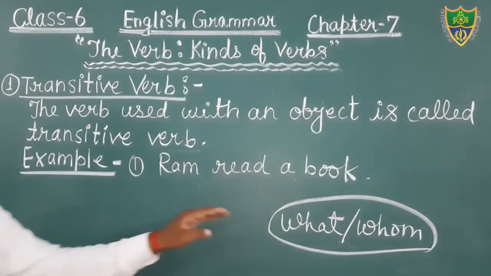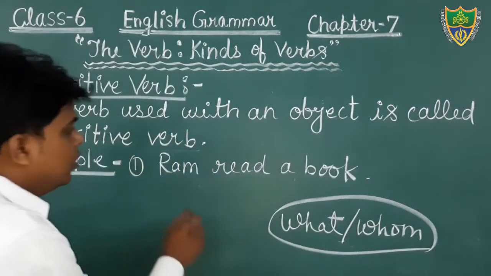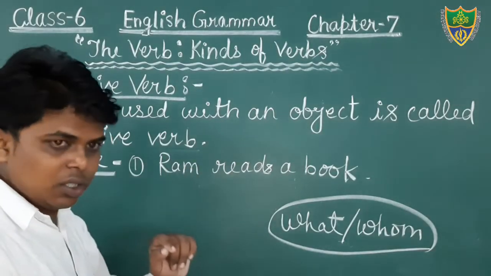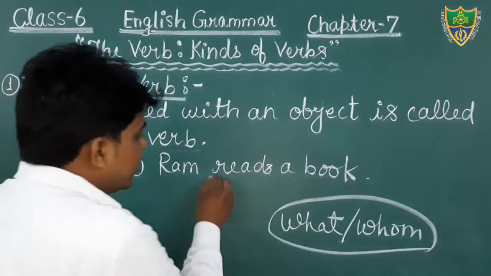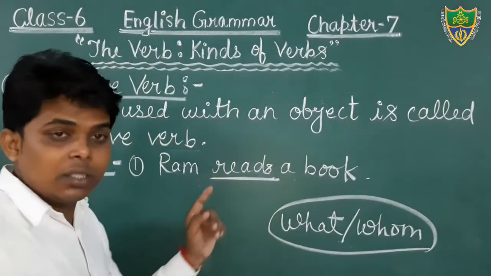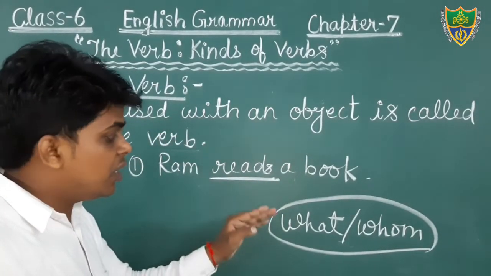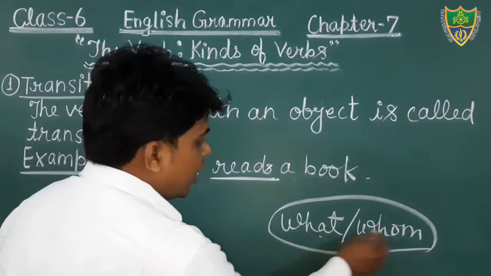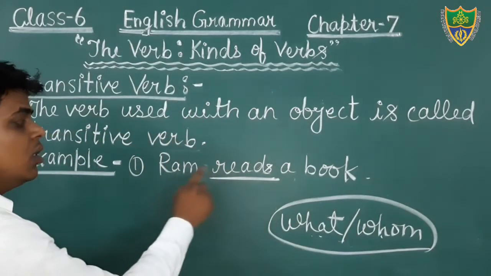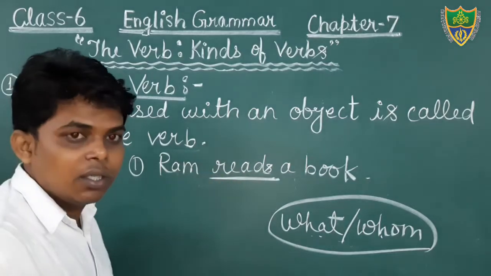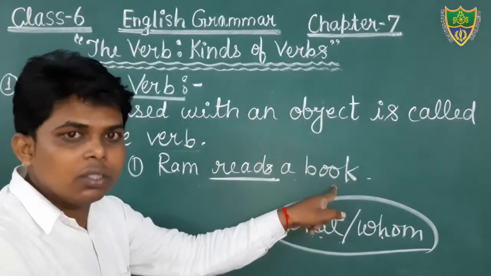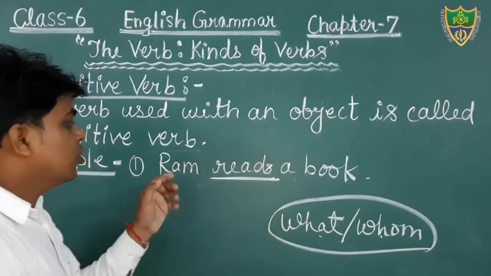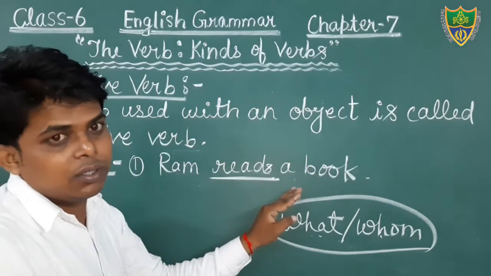Okay students, for example we are making the question here. Ram reads a book. This is the sentence. We have to check it. What is the verb here? The verb is reads. And we will check by making the question with what and whom. What does Ram read? We are getting an object, a book. A book is what? Object here. So that is transitive verb.